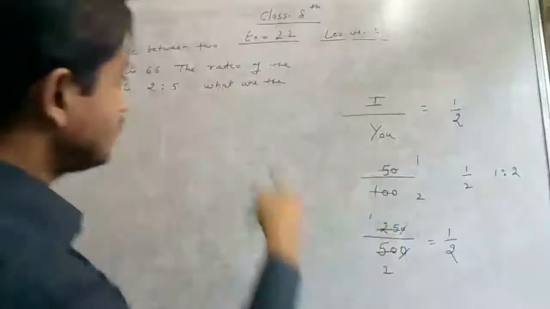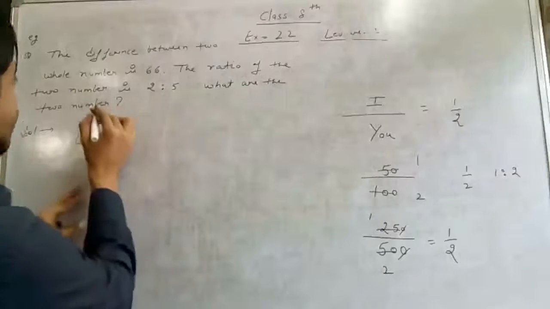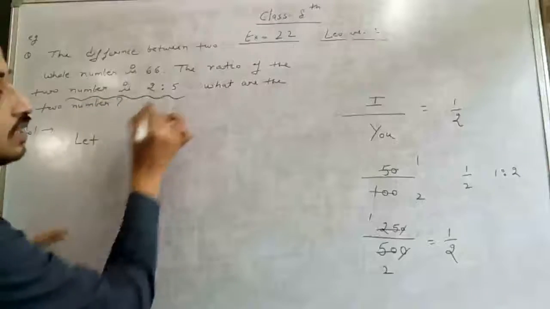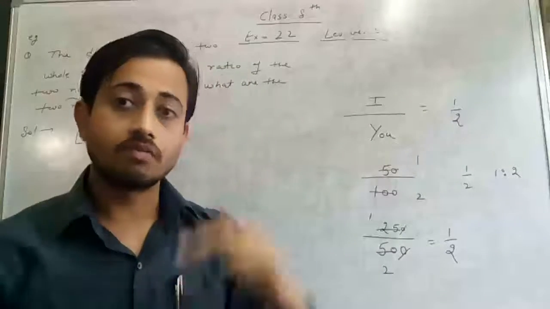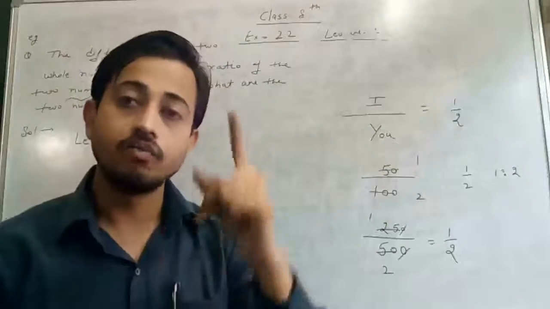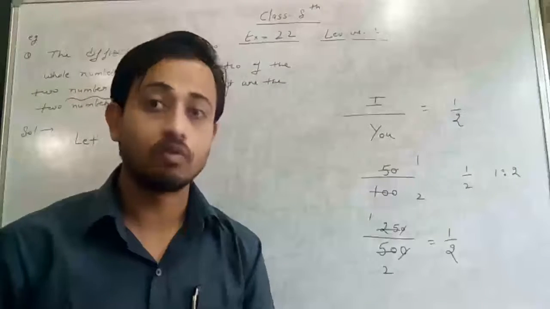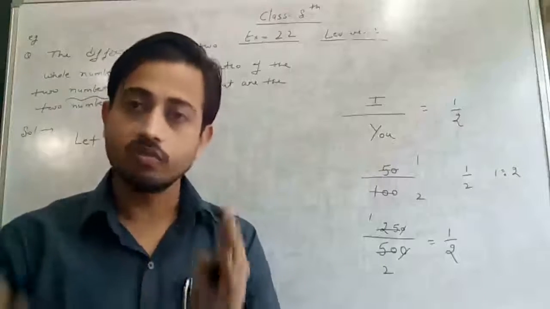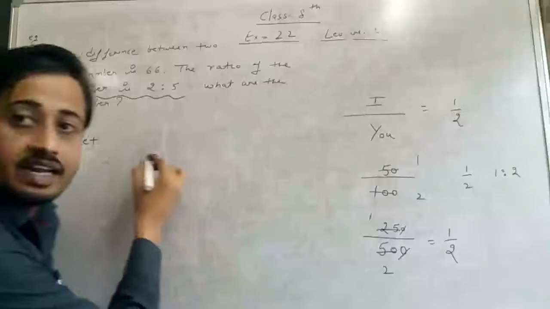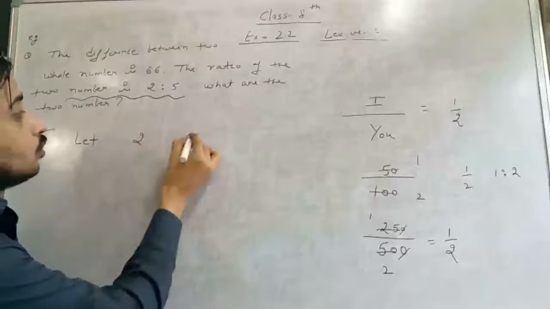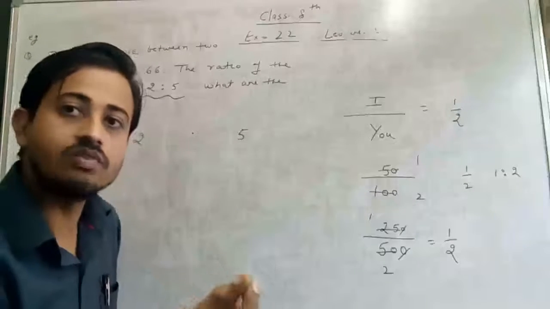So in this case, we know the two numbers are in the ratio of 2:5. It means if we divide number 1 by number 2, we get 2/5, but we cannot determine the actual amount because it indicates only the ratio. So we have to make an assumption. The ratio 2:5 is given, so we have to consider a variable x.